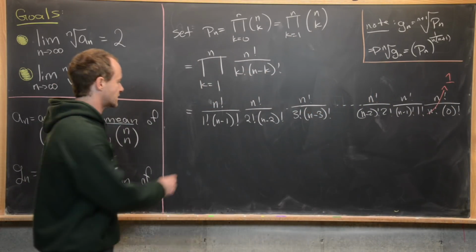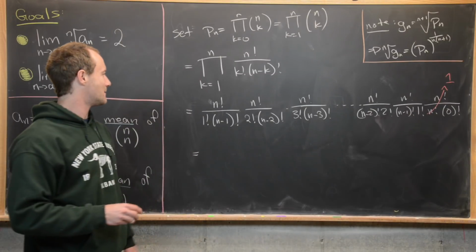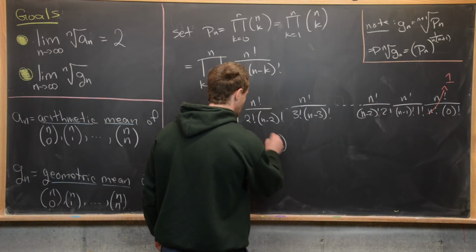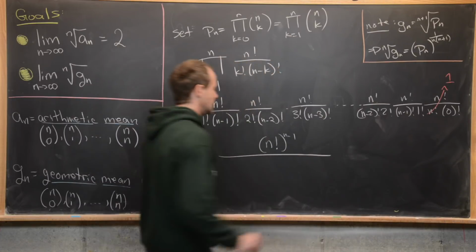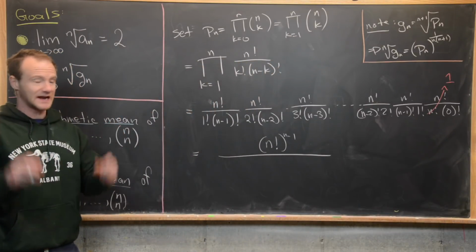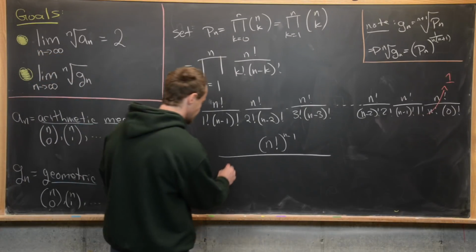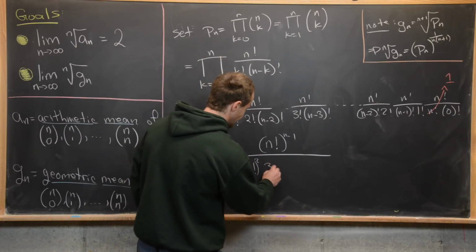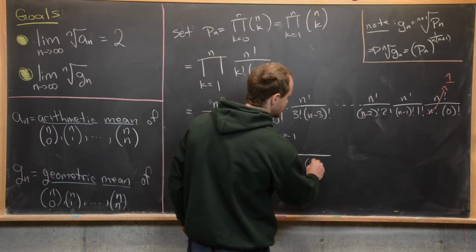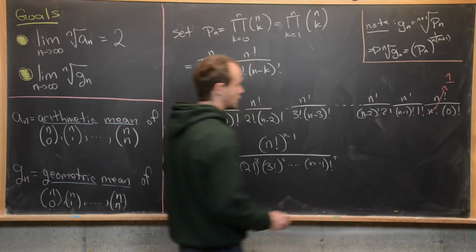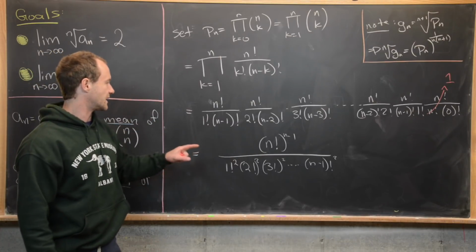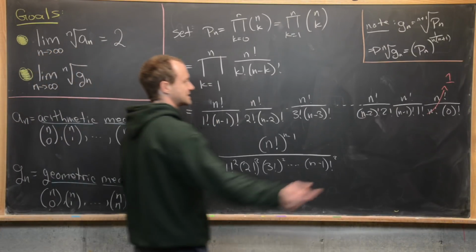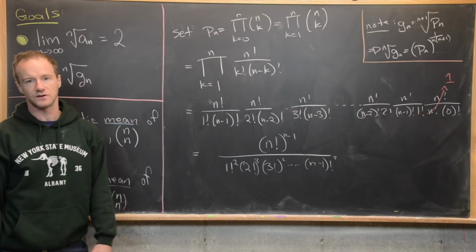Now let's start rewriting this a little bit. So notice the numerator is going to be n minus 1 copies of n factorial. So we can write that numerator as n factorial to the power of n minus 1. Now let's go ahead and reorder the denominator so the like terms are next to each other. So notice we're going to have 1 factorial squared, 2 factorial squared, 3 factorial squared, all the way up to n minus 1 factorial squared. So that's just from reordering this 1 factorial next to this 1 factorial, this n minus 1 factorial next to this n minus 1 factorial, and so on and so forth.